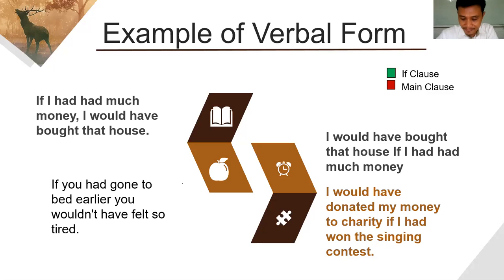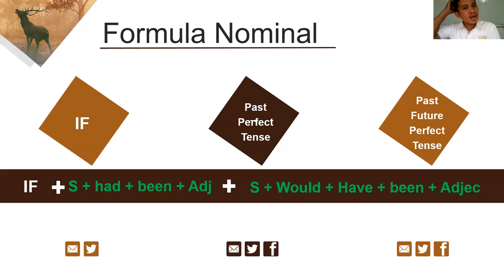Okay, next slide. Now we're going to talk about the formula of the nominal sentence. A nominal sentence means the verb is derived using to be, or an auxiliary verb. If it is past perfect, the pattern is still the same. For past perfect tense and past future perfect tense, there is no difference. But the difference is we don't use a verb here. What are the to be? The to be is am, is, are, in the present.